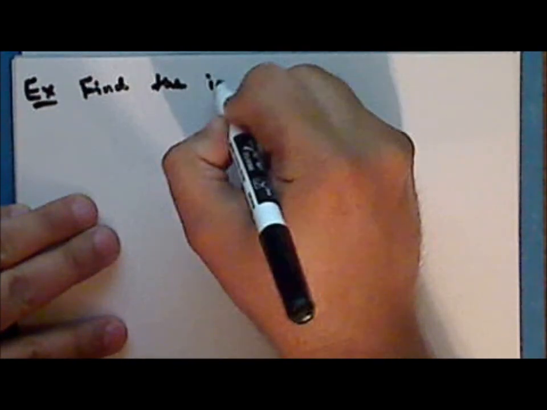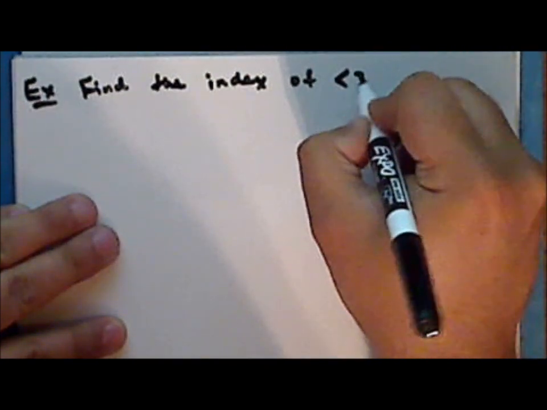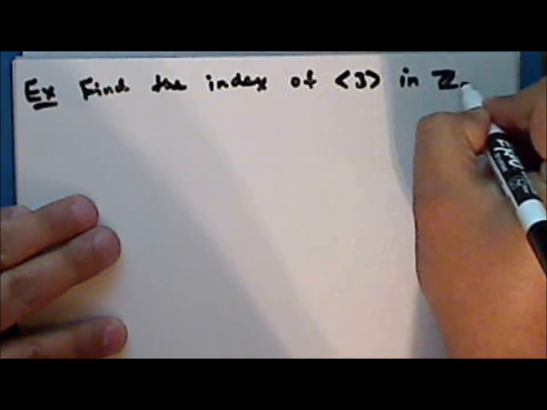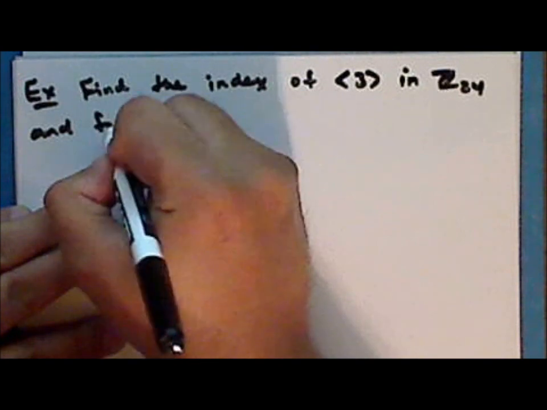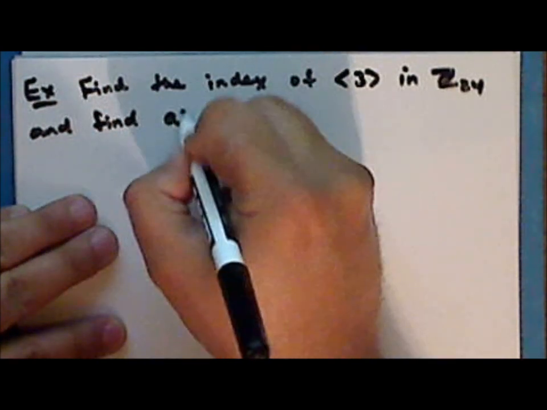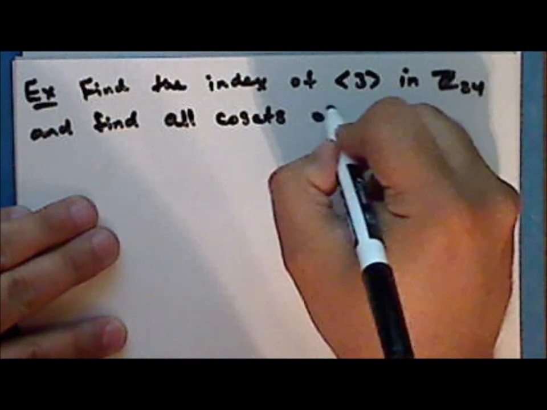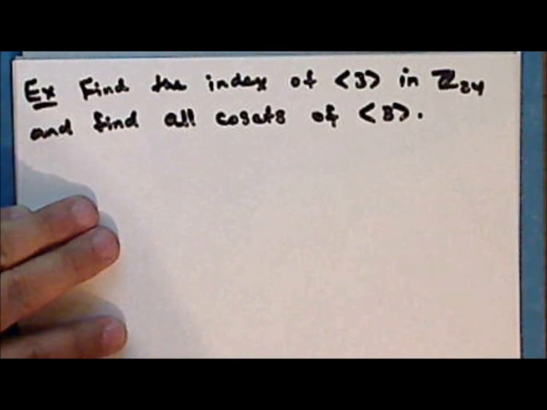So as an exercise, find the index of the cyclic subgroup generated by 3 in the group of integers modulo 24, and find all cosets of the cyclic subgroup generated by 3.